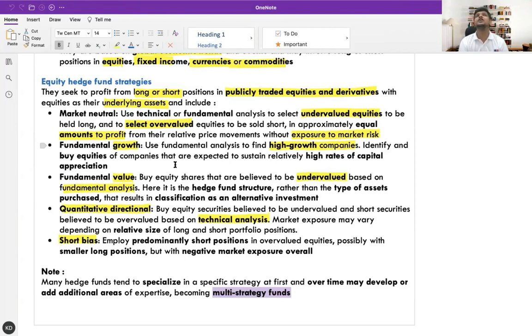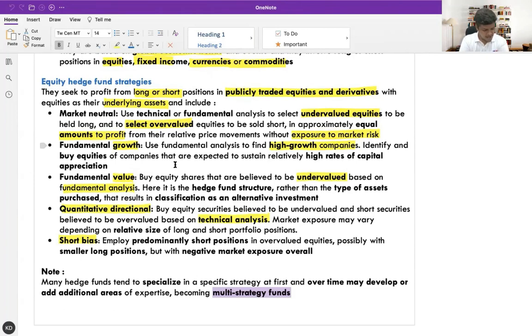Mostly people who have made huge money from the subprime crisis, John Paulson and all, they have made money by shorting the derivative contracts or mortgage-backed securities. Most of the people that I know who have become billionaires in recent years have actually done so not by buying the shares, but by selling the securities. So even that is possible.